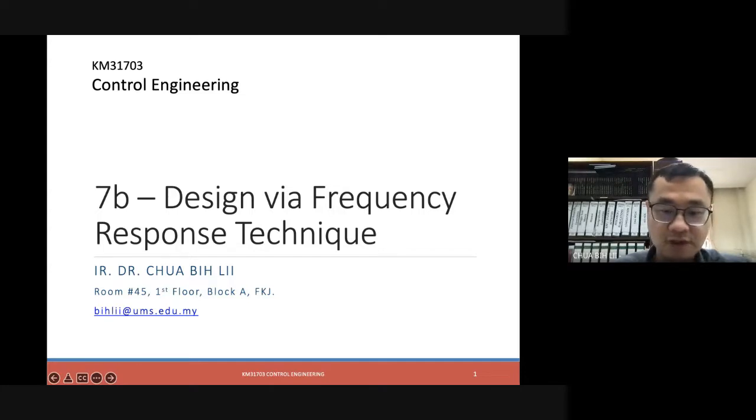So today we will come to the last part of the course, which is about the compensator design using frequency response technique.